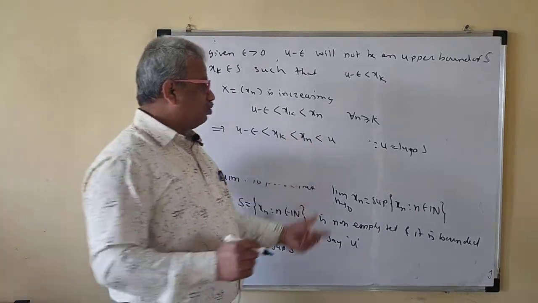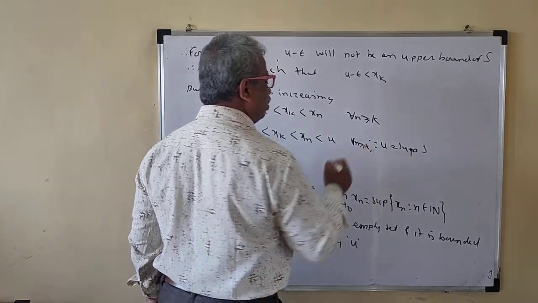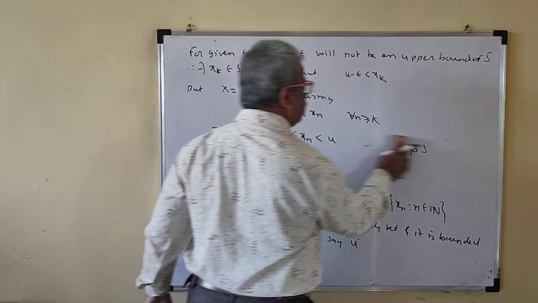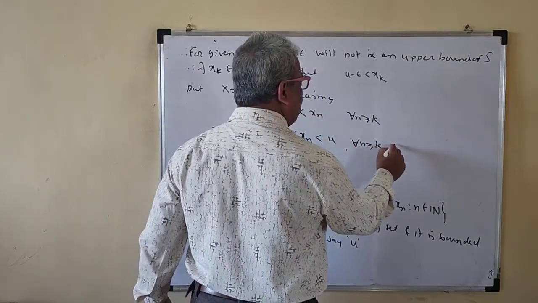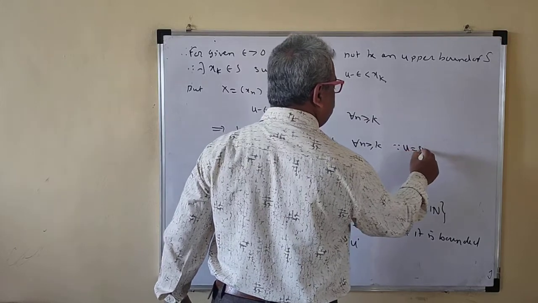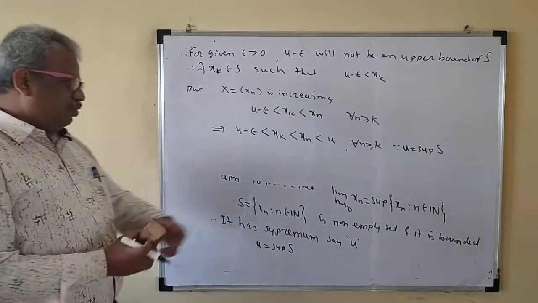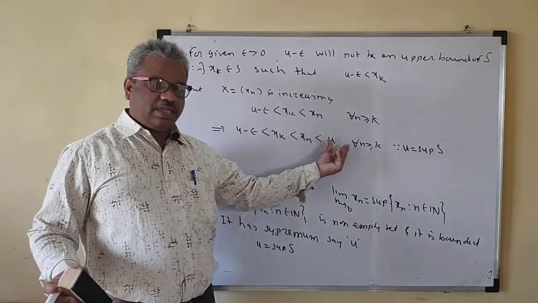So this is xn. This is true for all n greater than or equal to k. This is true for all n. Okay, so we write this as, for all n greater than or equal to k, since U is equal to the supremum of S. Why have we written S, U here? Because U is the supremum, all the numbers of S are less than U.